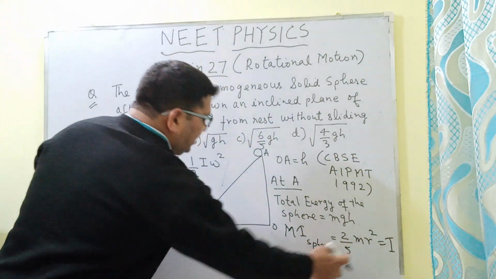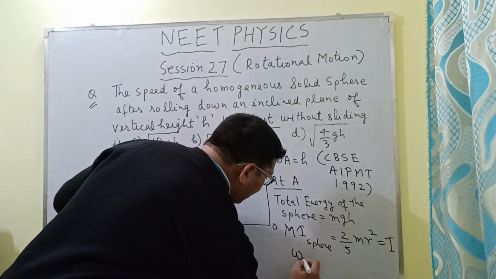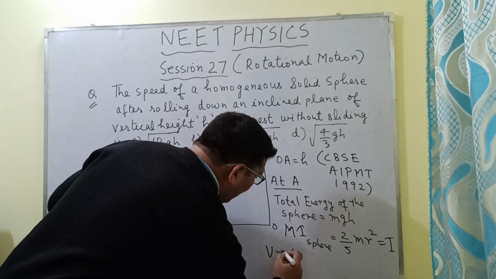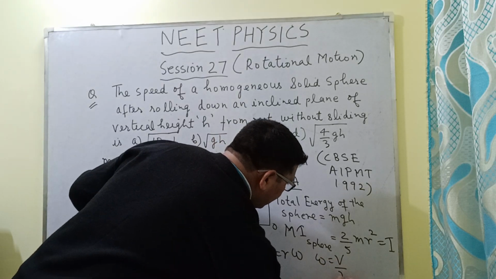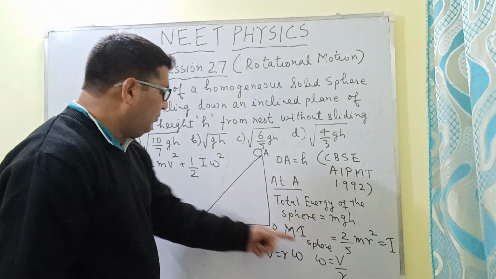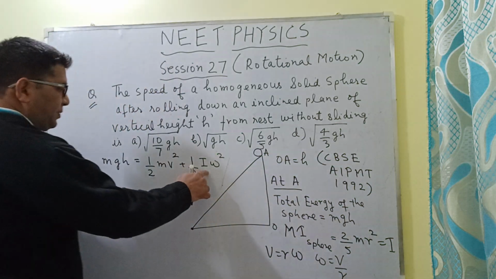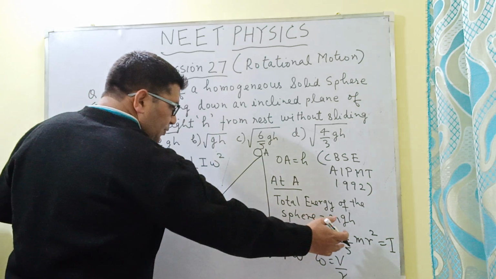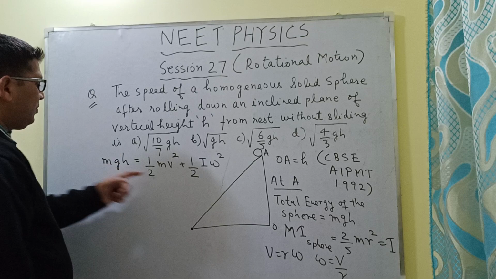I will be substituting this value in this equation, and omega is the angular velocity. We know that v is equal to r omega, so omega is equal to v upon r. I will be substituting the value of omega, which is v by r, and the value of I in this equation, and by using the value of I and omega we will be able to derive the value of v.